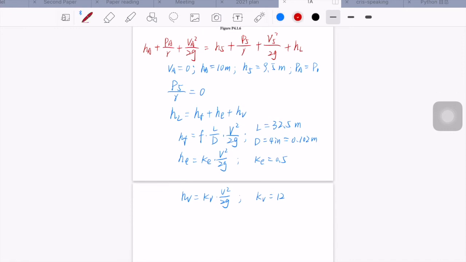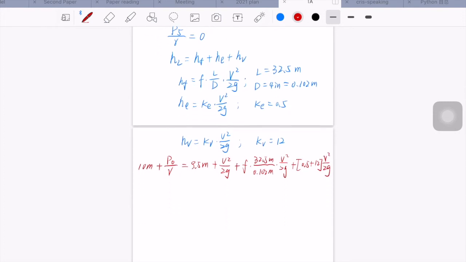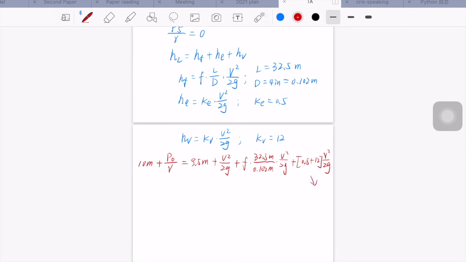So now this energy equation can be written as 10 meter plus P0 divided by gamma equals 9.5 meter plus V squared divided by 2G plus f times 32.5 meter divided by 0.102 meter, plus 0.5 plus 12, times V squared divided by 2G. This is equation 1.